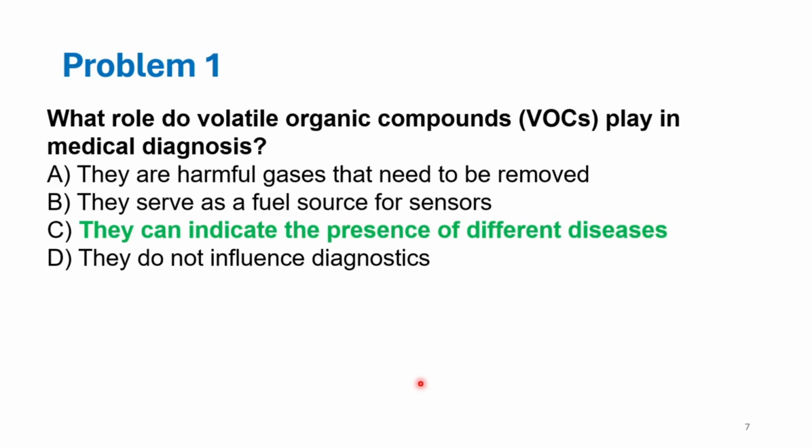So the answer is C. They can indicate the presence of different diseases. Volatile organic compounds are compounds that have very high vapor pressure and low solubility. So at room temperature, they will remain in the gas phase. Some of the common volatile organic compounds are carbon monoxide, carbon dioxide, and so on. These volatile organic compounds are emitted from the human body, so they can act as markers for the health condition of a person.